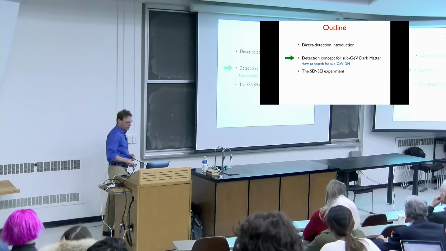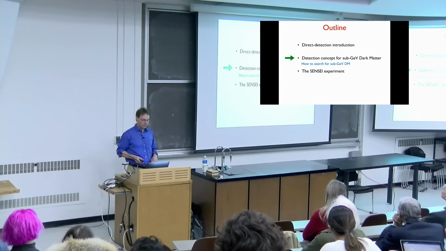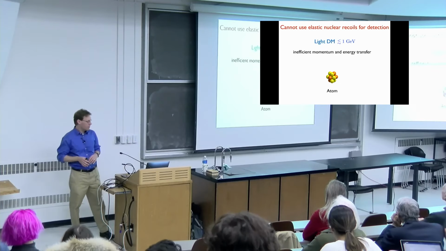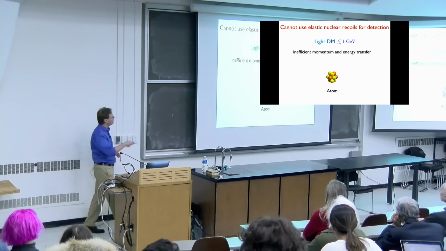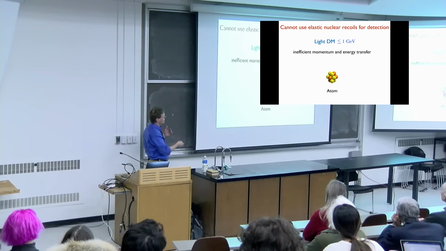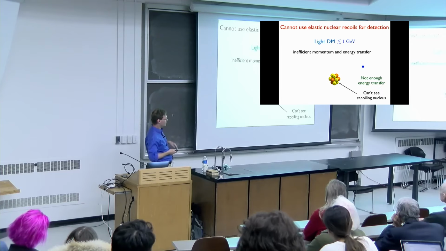Okay, so I want to now talk about the detection concept. Okay, how to look for sub-GeV dark matter. So you cannot use elastic nuclear recoils for the detection of light dark matter. And the reason is simple. It's just that there's a very inefficient momentum and energy transfer. So this tiny dark matter particle comes in, hits the nucleus, it's just not going to give much energy.